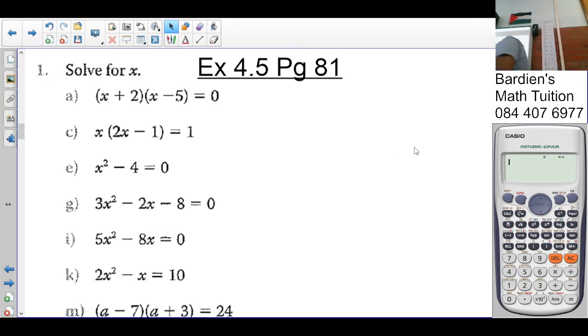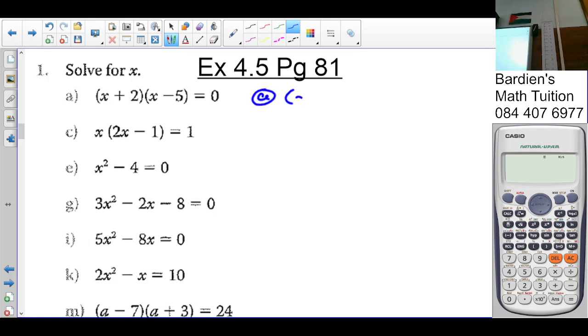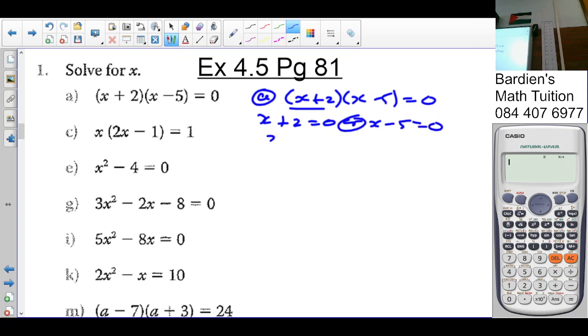Okay, so the first one is nice. It's really straightforward. We're simply going to be saying x plus 2 into x minus 5 is equal to 0. So x plus 2 is equal to 0, or x minus 5 is equal to 0. So x is equal to negative 2, or x is equal to 5. You all okay with that?